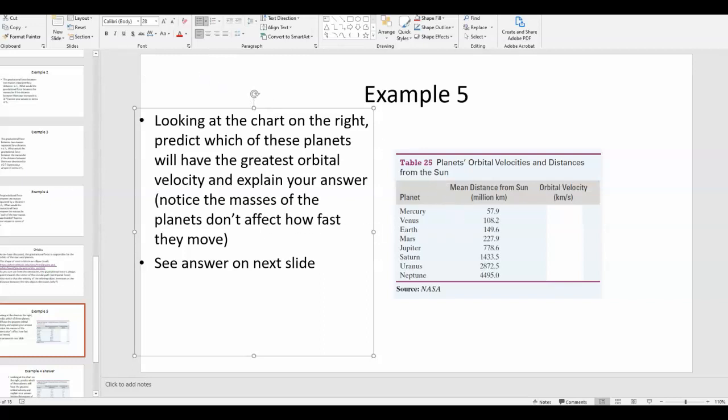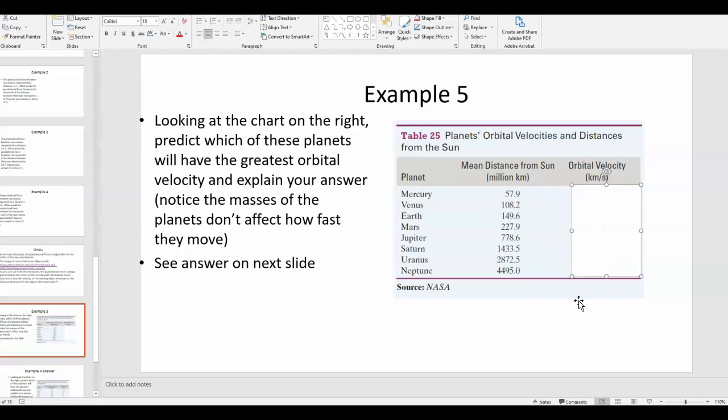Okay, so I've made it a little bit bigger so it's easier to see, but these are the planets starting from closest to the Sun to farthest from the Sun. Based off of what we just talked about, which of these planets is going to have the greatest orbital velocity and which is going to have the slowest orbital velocity? So see if you can figure out which of these planets is going to have the greatest orbital velocity.